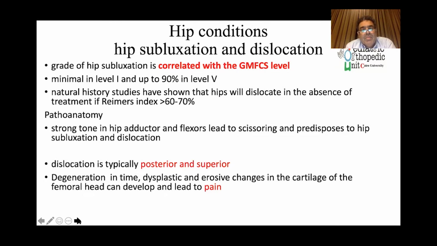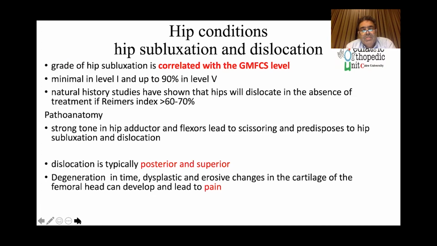Why does the hip subluxate or dislocate in CP? Why is it very common? It's not like DDH. It's due to both a soft tissue problem and a bony problem. The soft tissue problem is mainly due to hip adductor contracture, where we have very limited hip abduction, and iliopsoas and flexor tightness, causing, together with the hip adductor problem, the hip to go into subluxation and dislocation.